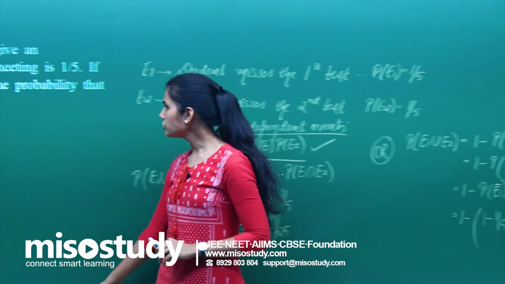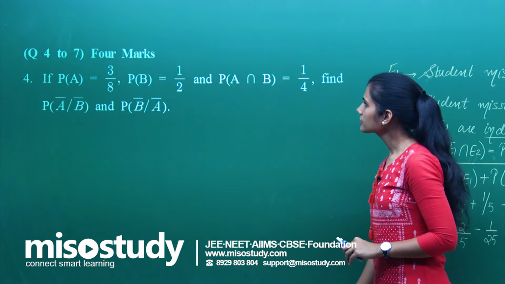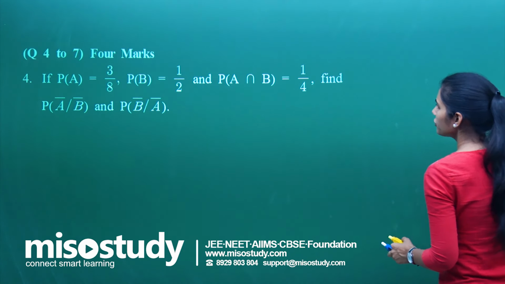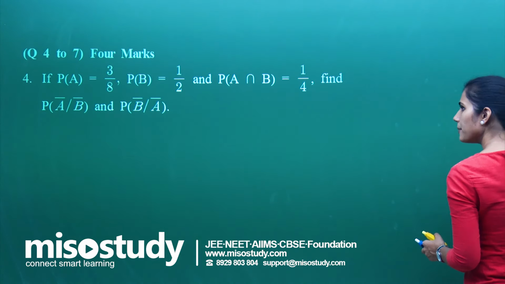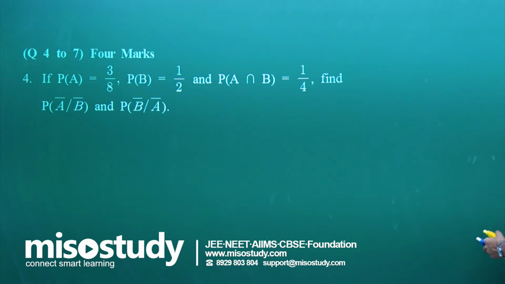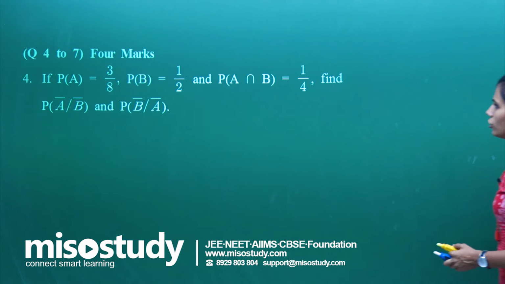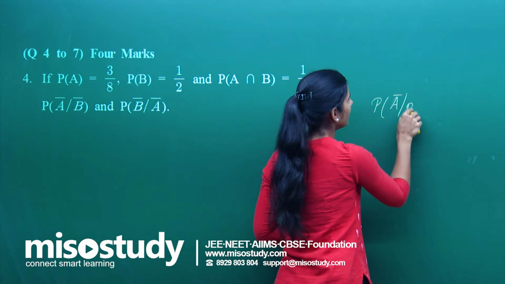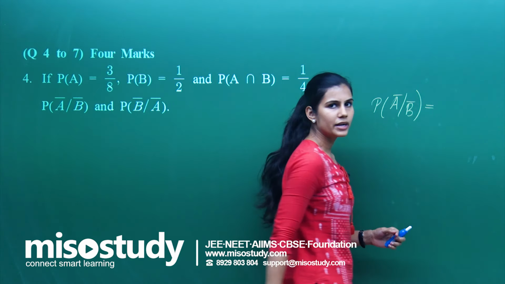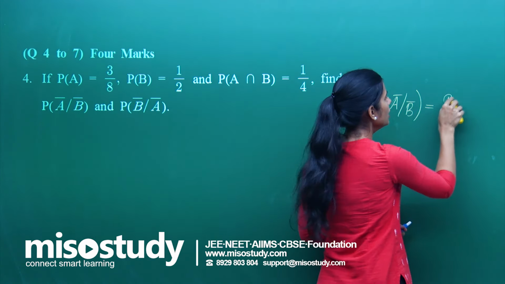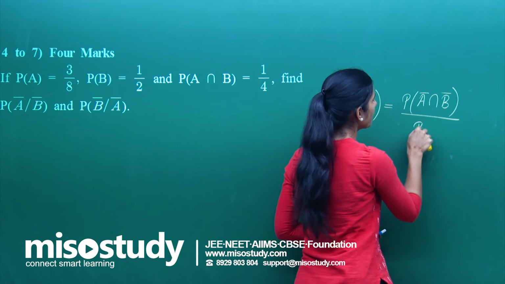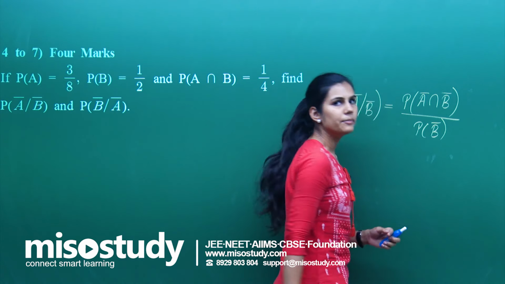Okay? Moving to the next, we have for 4 marks. Probability of A is given, B is given, A intersection B is given. Find probability of A bar by B bar and probability of B bar by A bar. Let's try to do that. Okay, so probability of A bar by B bar. Just apply the definition of conditional probability. This is equal to probability of A bar intersection B bar upon probability of B bar.